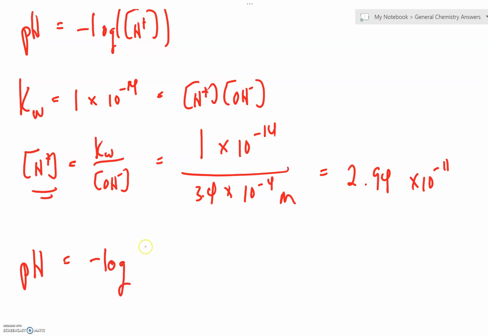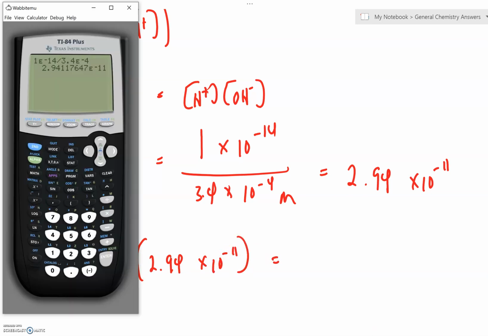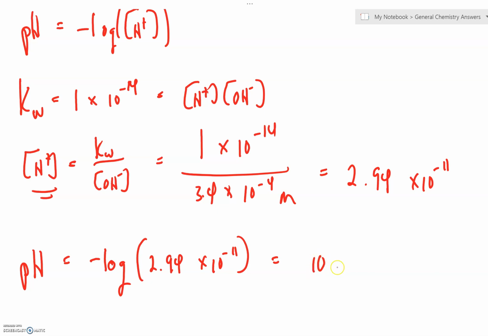Negative log of H+, which you just found, 2.94 times 10 to the minus 11th. I'll be fancy and use the answer button. Boom! I don't trust that. Still getting used to this. Let's just pop it in regular: 2.94 times 10 to the minus 11th. Our pH is 10.53, which falls right in line.